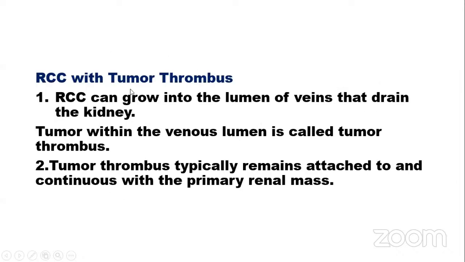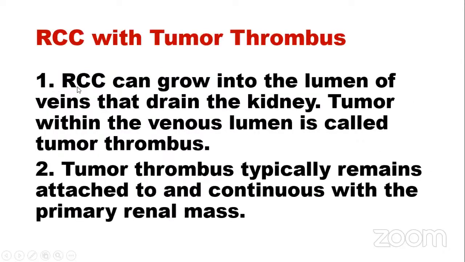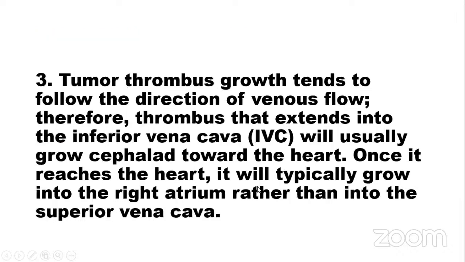RCC with tumor thrombus. In general, RCC can grow into the lumen of the vein that drains the kidney. The tumor within the venous lumen is called a tumor thrombus. The tumor thrombus typically remains attached to and continuous with the primary renal mass. We will continue later on.